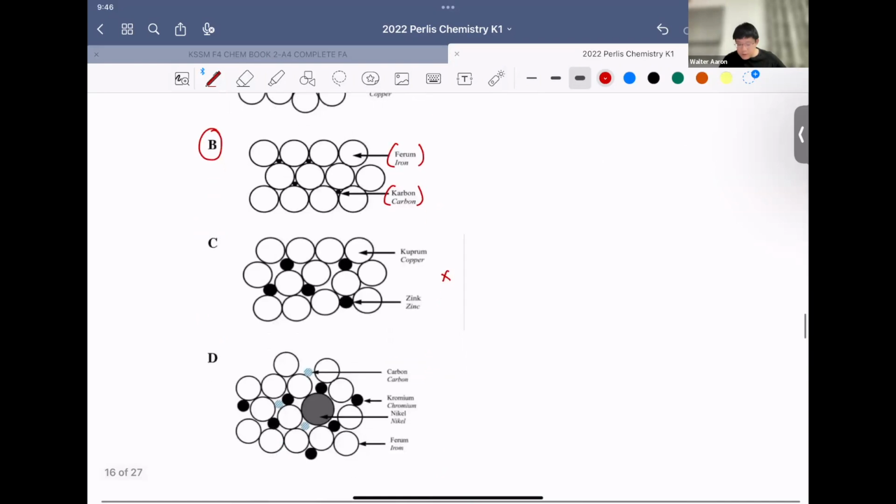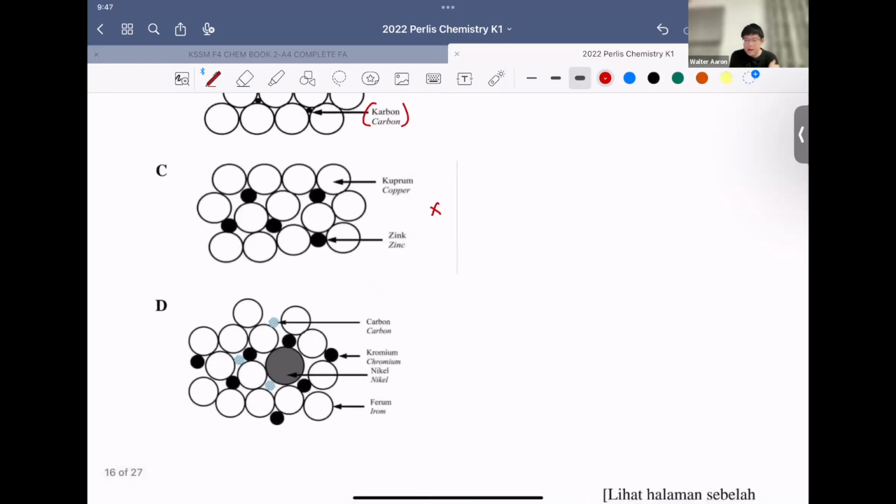But you can see over here, what about D then? Nickel, iron, and also carbon, right? Can it be also steel? D is referring to stainless steel, actually. There's a difference between normal steel and stainless steel. Stainless steel is the one that we use to make cooking appliances, cooking utensils, which actually expose themselves most of the time to water. Then they will rust, isn't it? So by using stainless steel, you won't be able to rust.